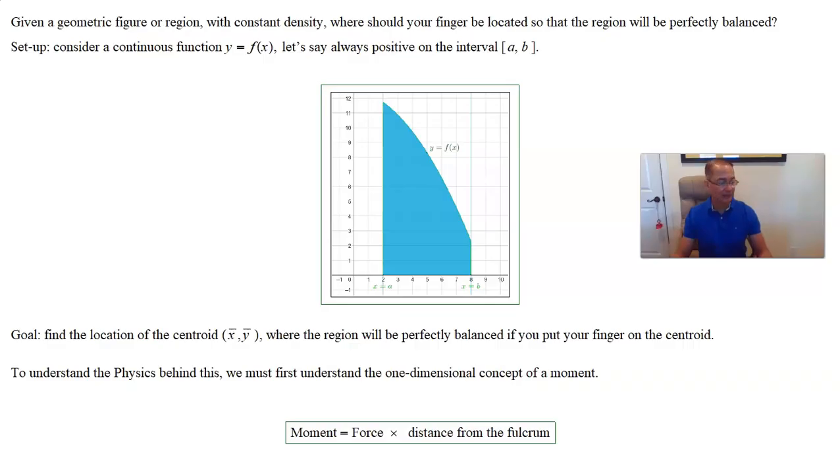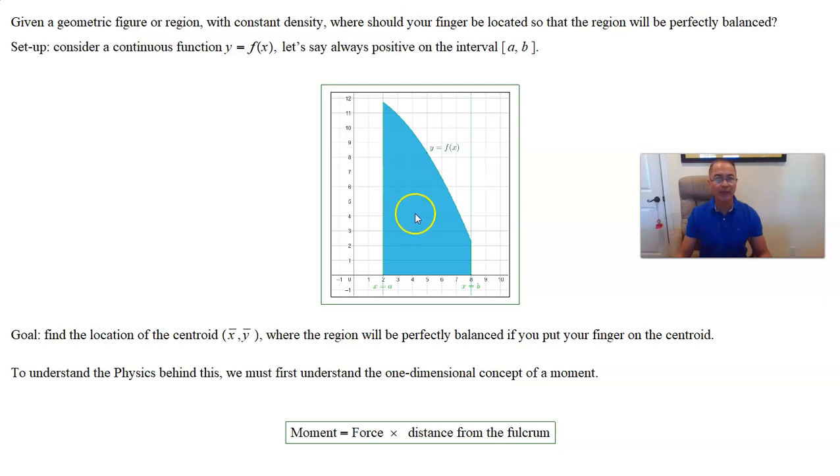All right, so back to the small screen. We're going to represent our regions, our plates, using a function, y equals f of x, and as usual, we'll restrict it between x equals a and x equals b. So this is the plate that we want balanced. If I cut this out of cardboard, I should probably put my finger somewhere around here so that it will be perfectly balanced.